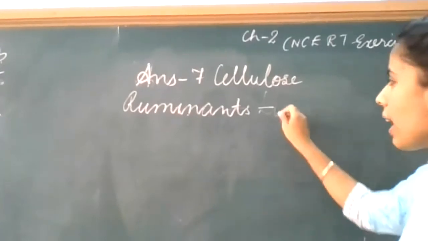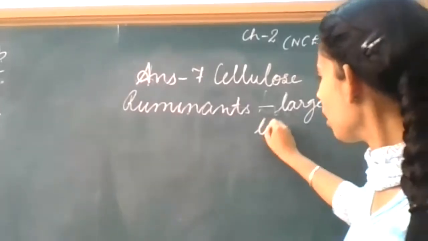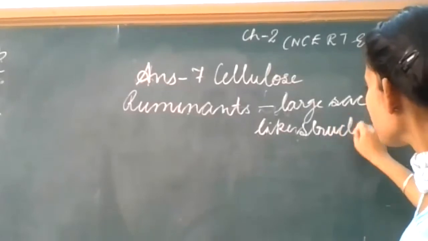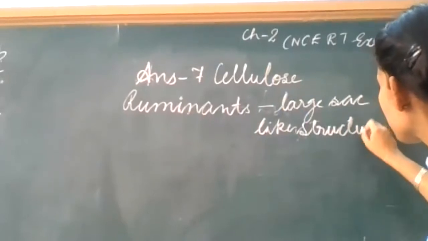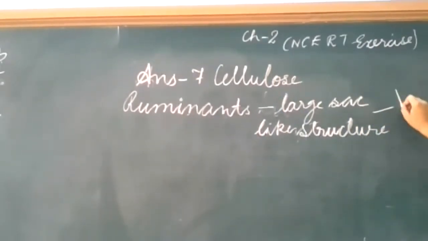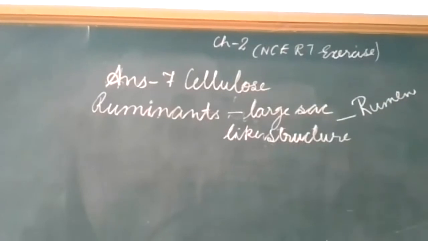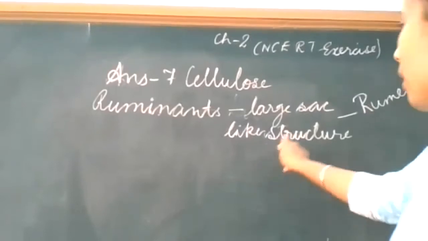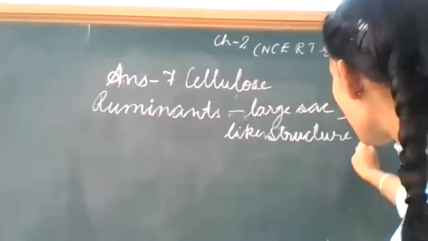Clear? There is a large sac-like structure in ruminants. And what is the name of that large sac? It is rumen. Clear? And the next line, but in humans, the rumen is not present.